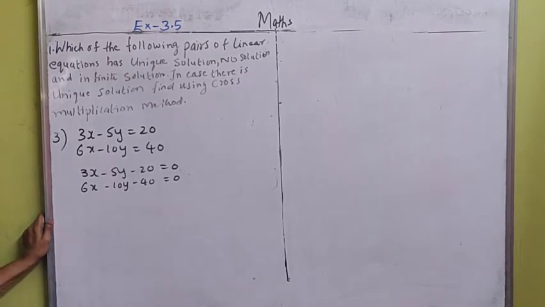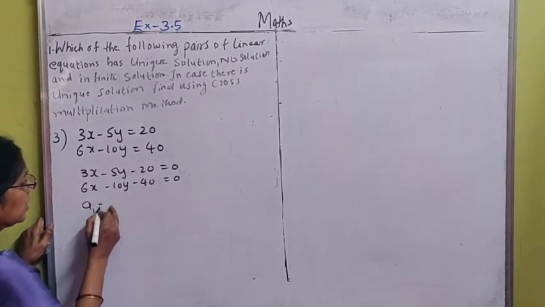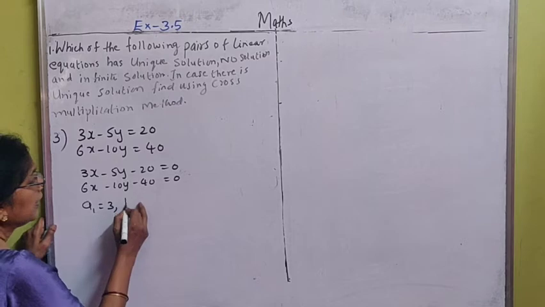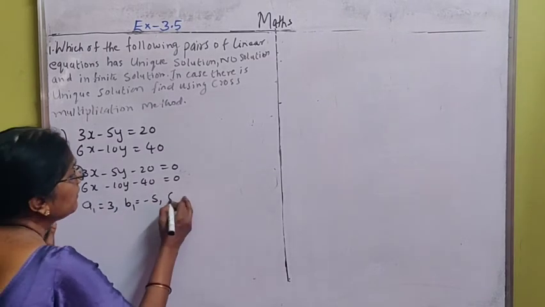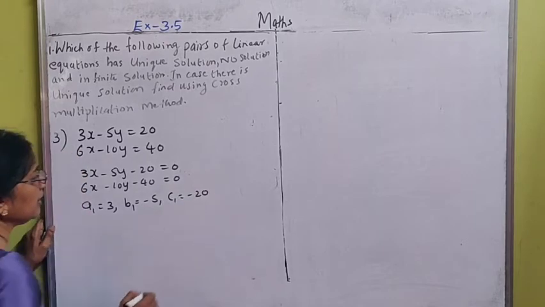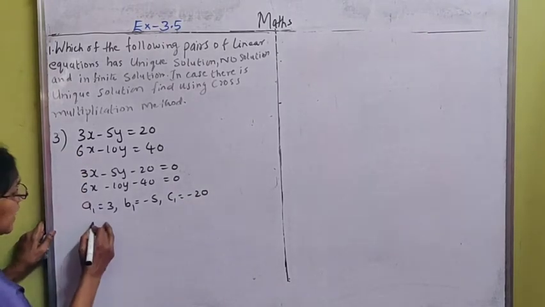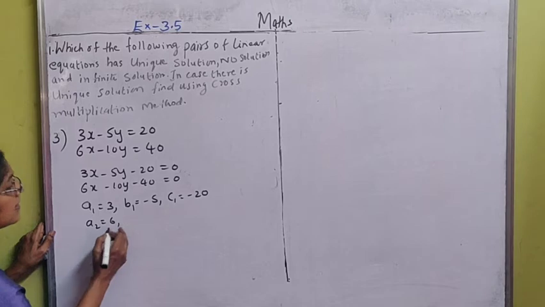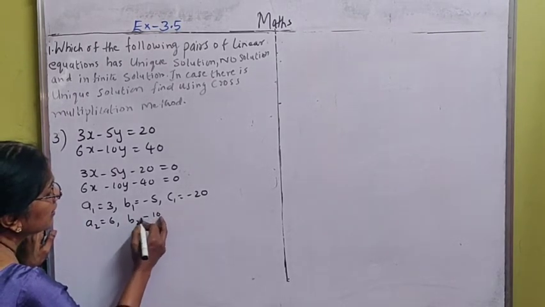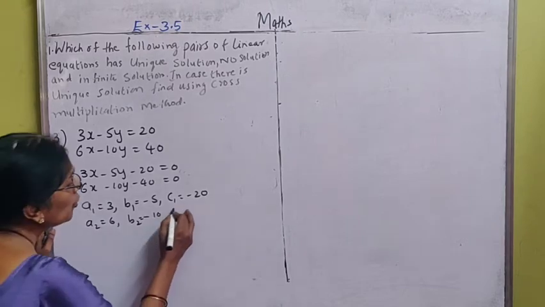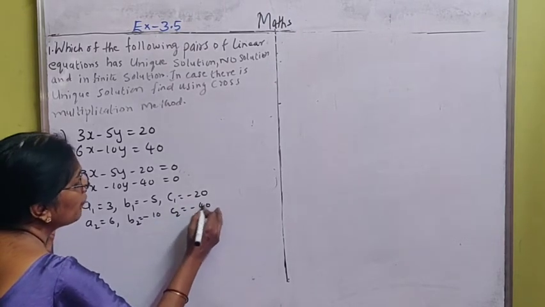Now let us find out what the a1 value, b1 value, c1 value are. So a1 is equal to 3, b1 with the sign is minus 5, c1 with the sign is minus 20. a2 with the sign plus is there, we won't mention, it is 6. b2 with the sign is minus 10. Then c2 with the sign is minus 40.